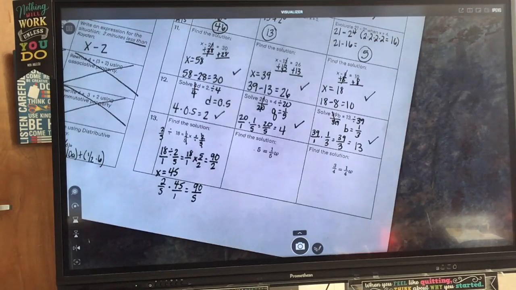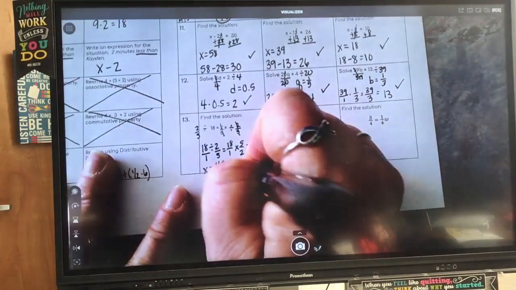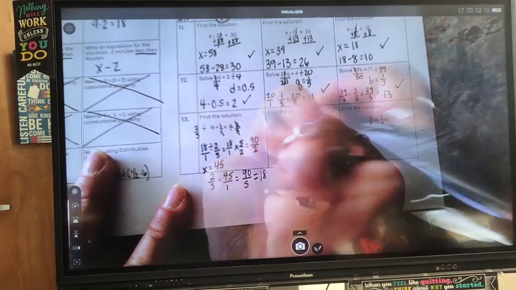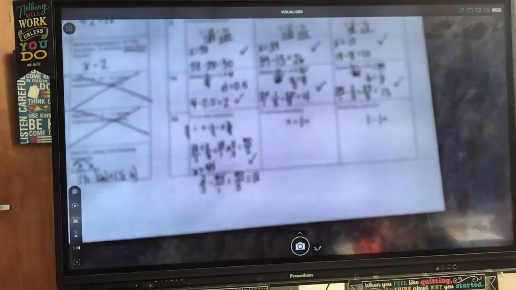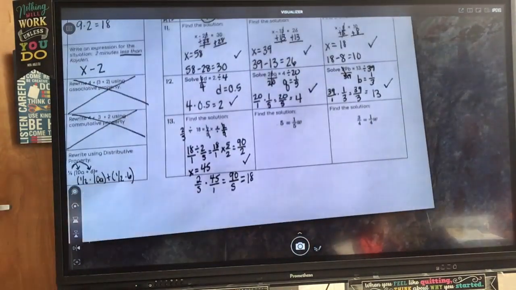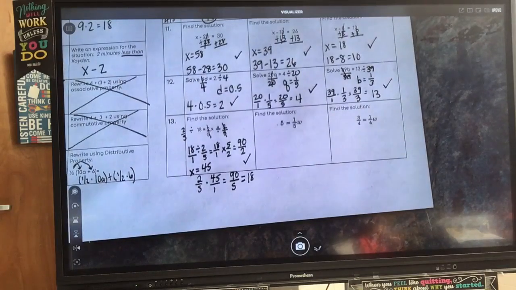So, what is our answer? 90 divided by 5. What's the answer? Camden? 18. So that one checks out. Alright, the other ones are a little bit easier, per se.